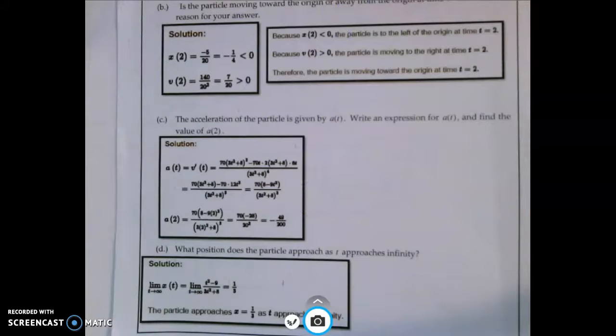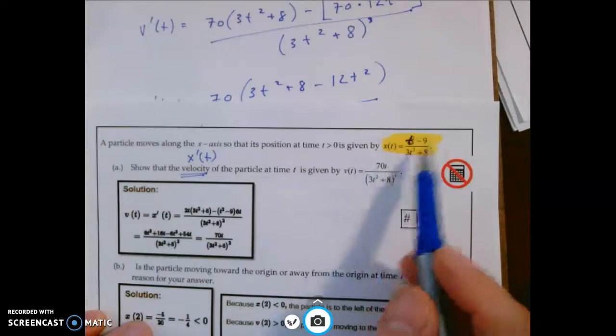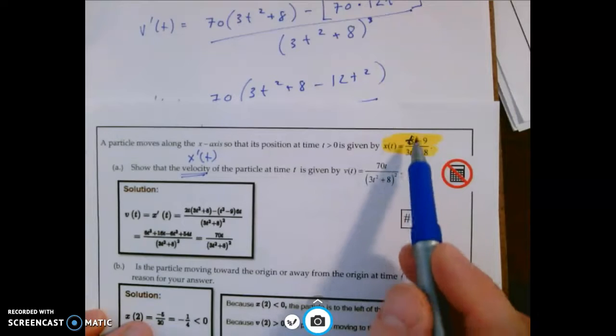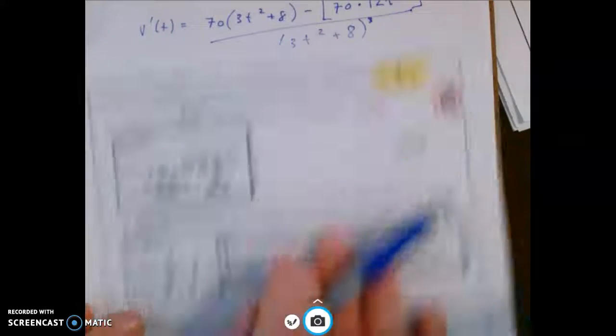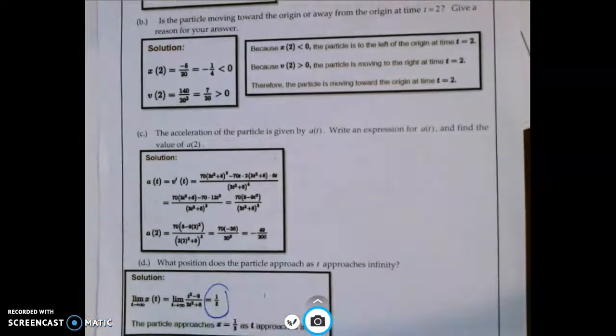Okay, and again, the last problem is a limit problem. So what position does the particle approach as t approaches infinity? They don't use the word limit. We have to know that's the word limit. But when we're talking about infinity, we're talking about end behavior, and we're talking about this function right here, t squared minus 9 over 3t squared plus 8, the same degree on the top and the bottom. Therefore, it becomes the ratio of the coefficients. Therefore, this is simply 1/3.